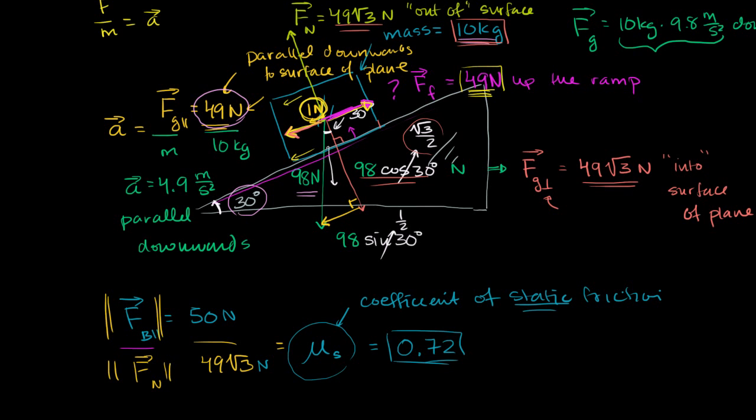Let me just redraw that same block, since all of this is getting messy. So we have the same block. And as we said in the last video, we're now assuming that this is wood on wood. So this is the wedge. This is the block right over here. We know that the component of gravity that is parallel to the plane right there is 49 newtons.